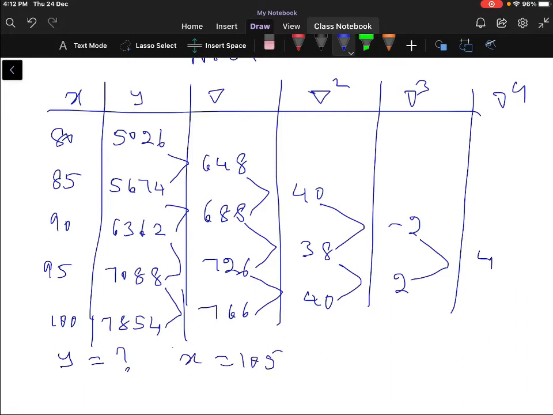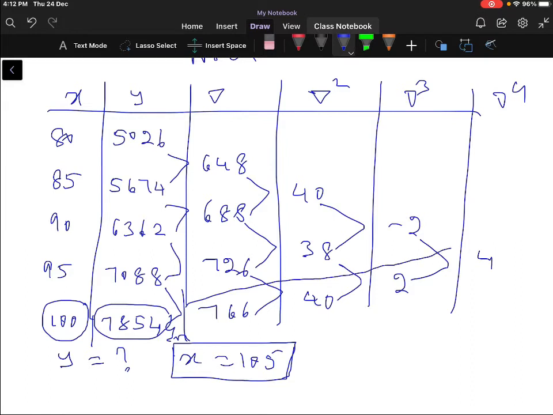So we have to find y at x equal to 105. 105 is the diameter of the circle, and y is the area of the circle. You have to find the area when the diameter is 105. The diameter 105 is near the end value of the x values, 100. Therefore 7854 can be taken as yn.